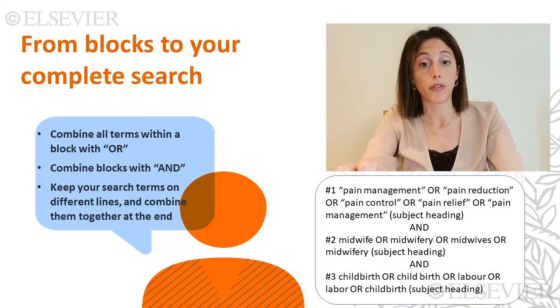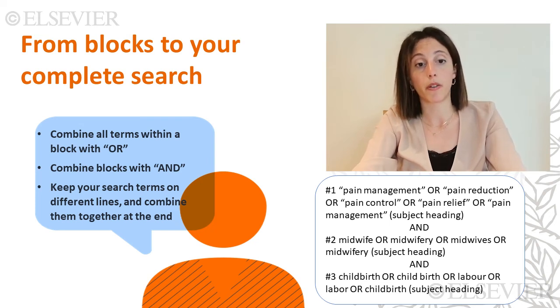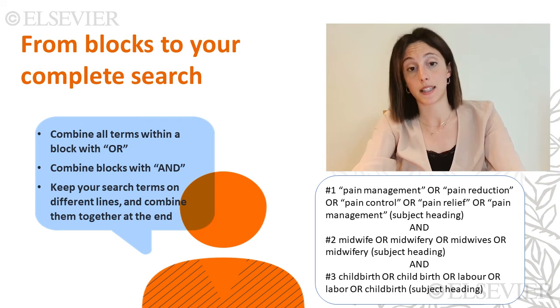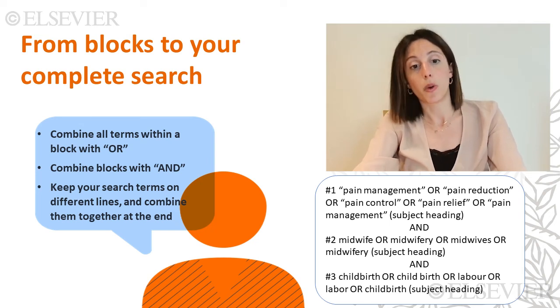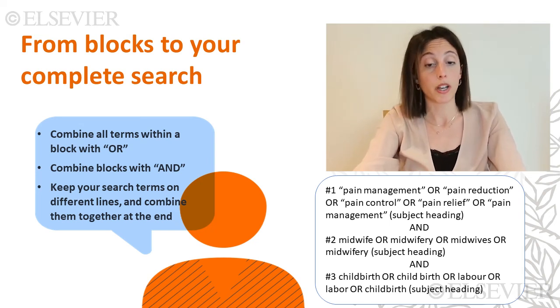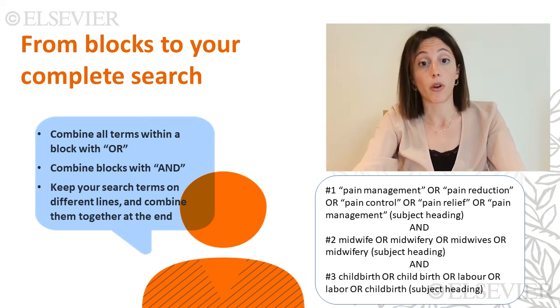For example, we want to find and search only studies that have to do with pain management, midwifery, and childbirth simultaneously. So our final search might look something like this. First block, for example, pain management or pain reduction or pain control or pain relief or pain management as a subject heading, and midwife or midwifery or midwives or midwifery as a subject heading, and childbirth or labor or childbirth as a subject heading.